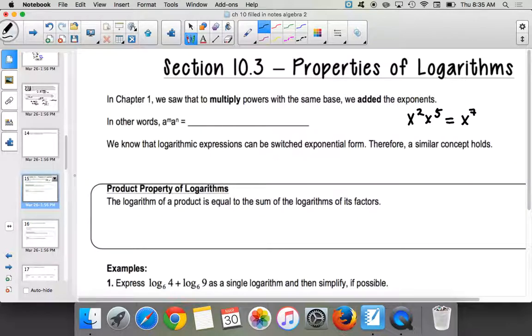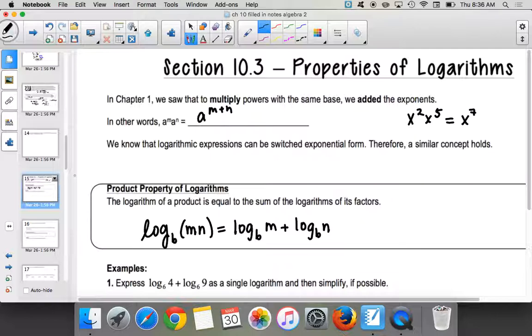Well, logarithms are related to exponents, right? We said a logarithm is, by definition, an exponent to which you raise a number. So if you see a to the m plus n, so if you see something that looks like this, log base b of m times n, it is related to addition. So multiplication is related to addition. So it's going to be log base b of m plus log base b of n.